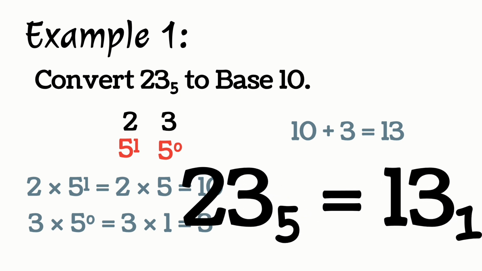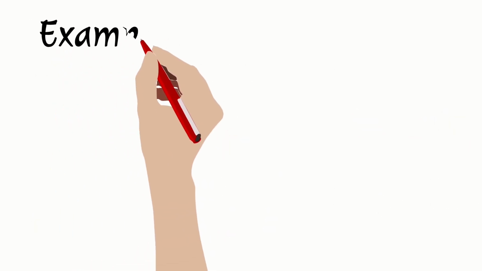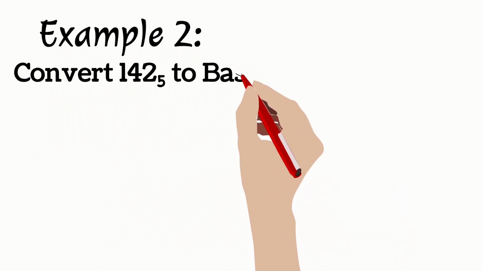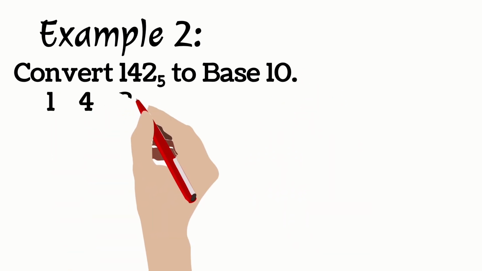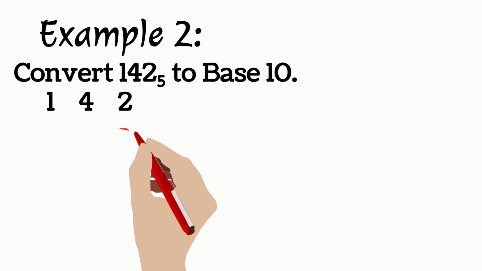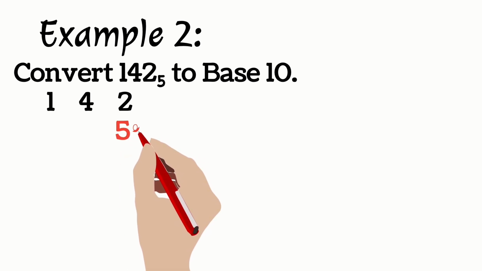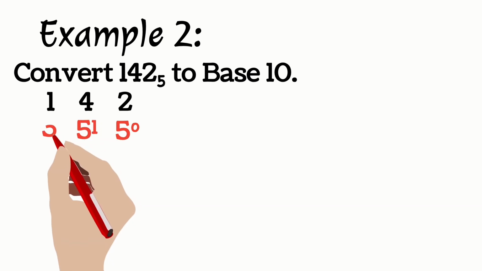Excellent. Now let's move straight to the second example. Convert 142 base 5 to base 10. Same rule, we're still sticking to the rules. So we'll write out the powers of 5. Under each number, we'll write 5 raised to power 0, 5 raised to power 1, 5 raised to power 2. Then we multiply as usual.